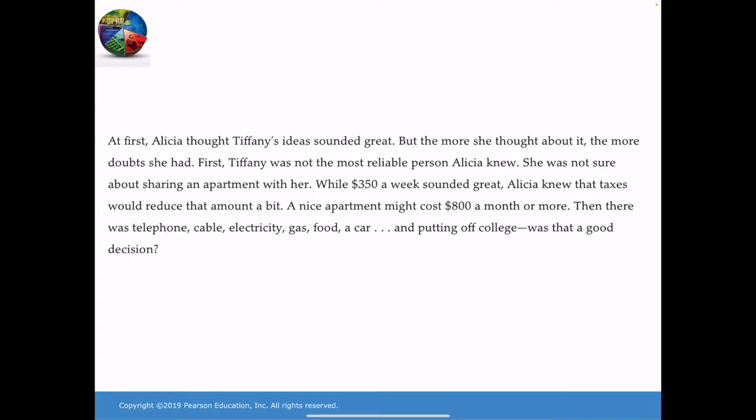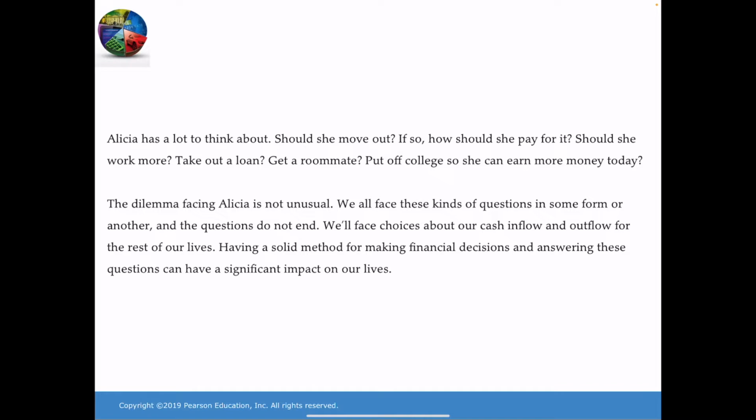At first, Alicia thought Tiffany's idea sounded great, but the more she thought about it, the more doubts she had. First, Tiffany was not the most reliable person, Alicia knew. She was not sure about sharing an apartment with her. While $350 a week sounded great, Alicia knew that taxes would reduce that amount by a bit. A nice apartment might cost $800 a month or more. Then there was telephone, cable, electricity, gas, food, a car, and putting off college. Was that a good decision? Alicia had lots to think about.